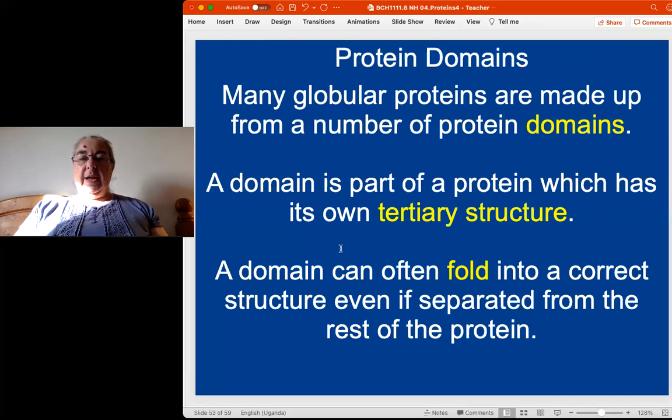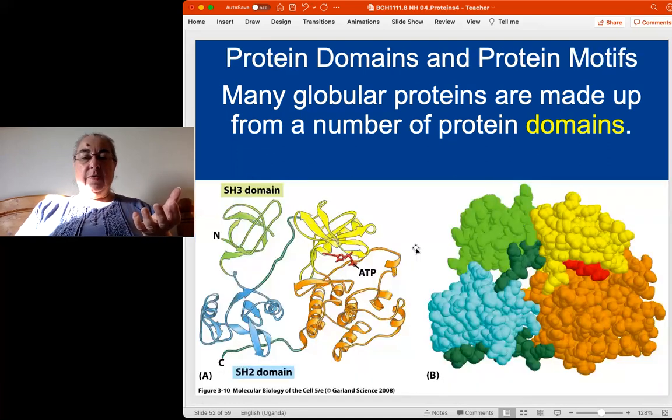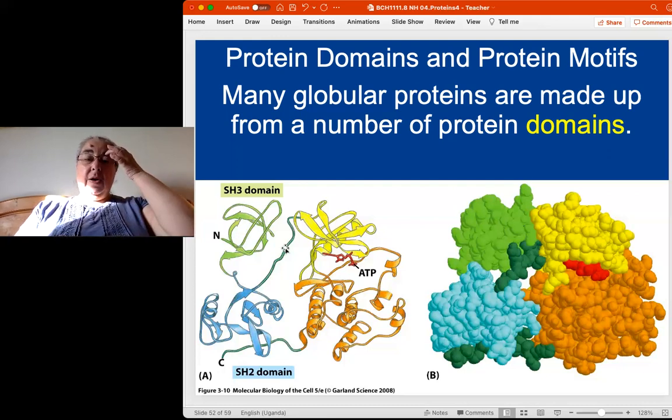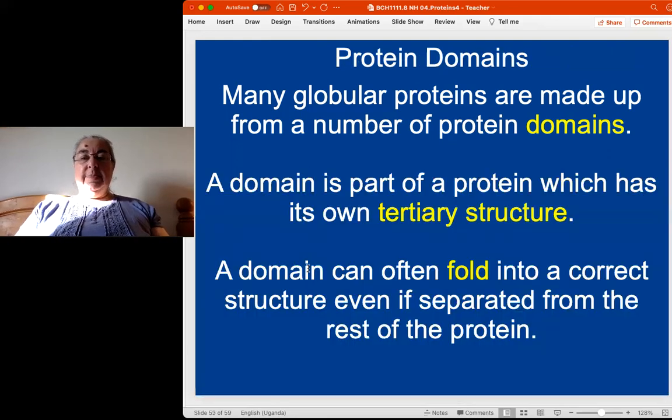And this is a common feature of a domain. It tends to have its own tertiary structure, and it can often fold into the correct structure even if it's separated from the rest of the protein. So if we were to cut this polypeptide chain at this point and isolate this part of it, it would still have the ability to fold into this structure. It isn't relying on all the rest of the protein to be able to fold up. And the same with the SH2 domain here. So protein domains can form their own tertiary structure.